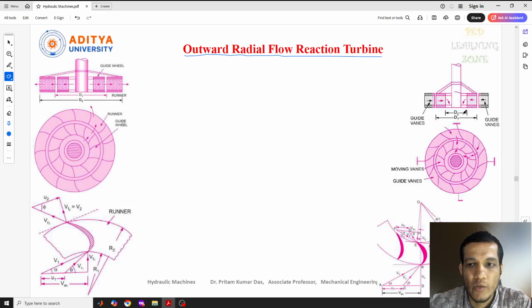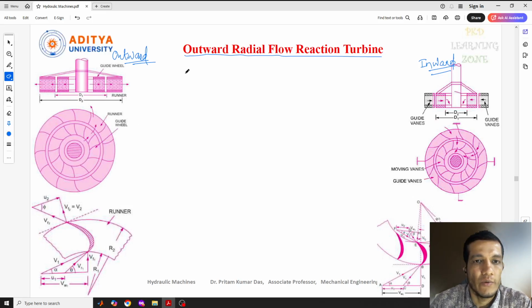So here I've taken two diagrams. This is the outward radial flow turbine, and this one is the inward radial flow reaction turbine. This part we have already discussed in previous lectures. This one we are going to discuss today. I have taken these two diagrams so that by showing them at a time, you can easily understand what is inward and what is outward, and how it is working.